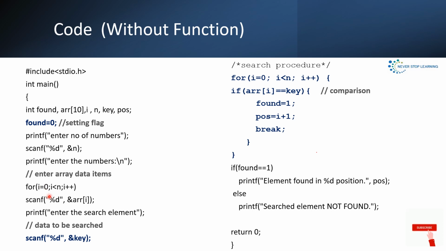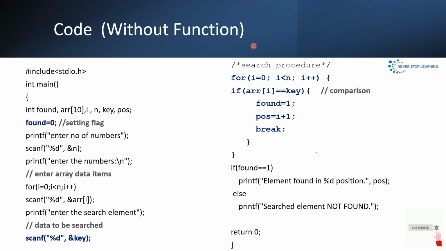This will keep on happening for arr 4. Till arr 4 we will enter the element. After that comes which element we want to search. So we are asking the user to enter the element which we want to search, and that we are storing in a variable with the name key.